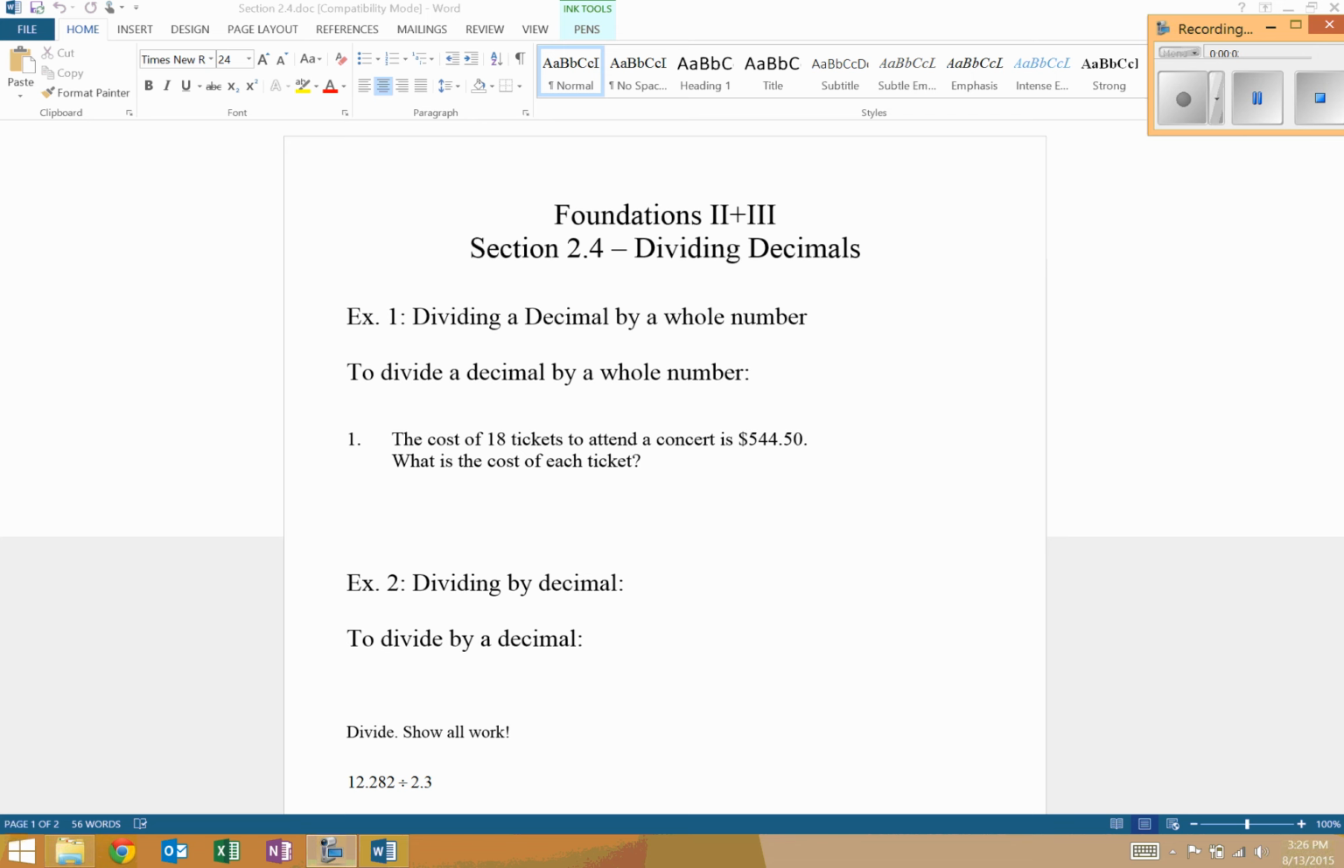All right, dividing decimals. This might be one of the most challenging units we do all year for whatever reason. It seems that way, so make sure you're paying attention. A couple different areas here to look at.